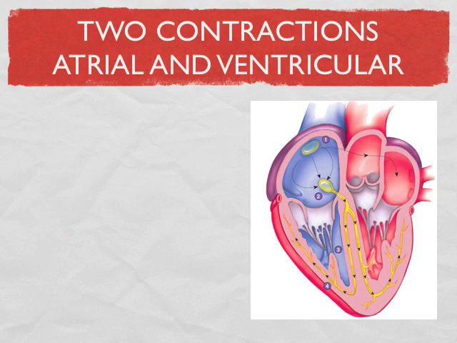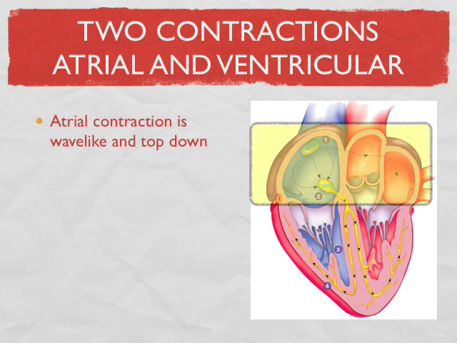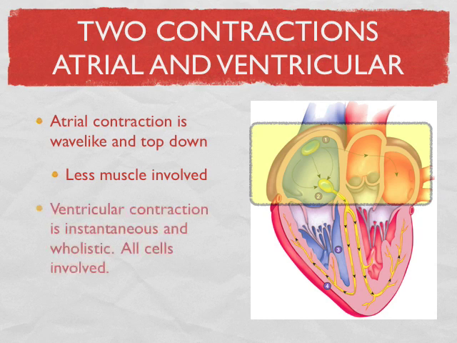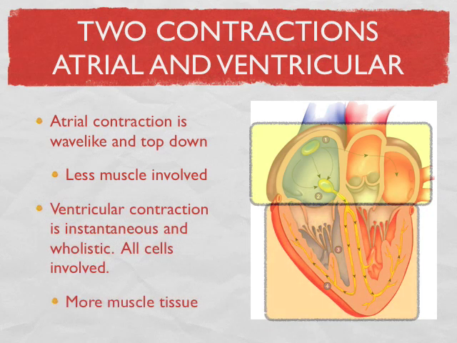The atrial contraction is more what we would describe as a wave-like contraction. It's from the top down. The atrial muscle is smaller. You remember the dissected heart, those auricles that were sort of constricted there. If you spread those out, if you expanded them again, the walls of the auricles that surround the atria are very thin. So it's a small contraction. The ventricular contraction, though, is instantaneous. It's holistic. All the cells contract at once. There's so much more muscle tissue involved here that we get a different type of contraction.